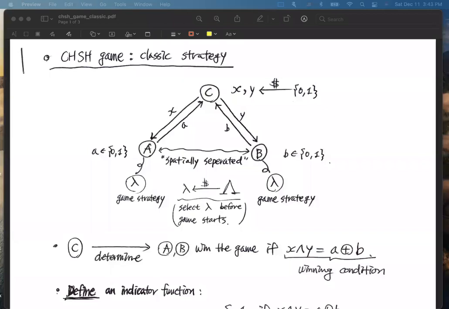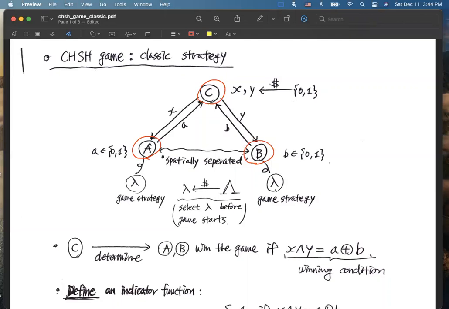Hi, for this video, I will introduce the CHSH game with the classic strategy and its winning probability. First of all, Alice and Bob are spatially separated, or isolated from each other. For example, Alice lives on Earth and Bob lives on Mars. And in between them, there is Charlie. He's a game referee who decides who wins the game.